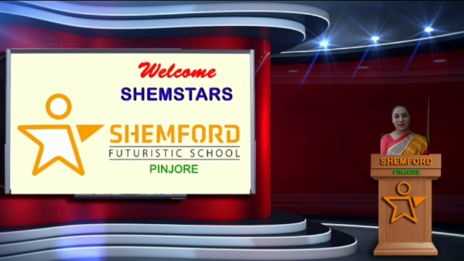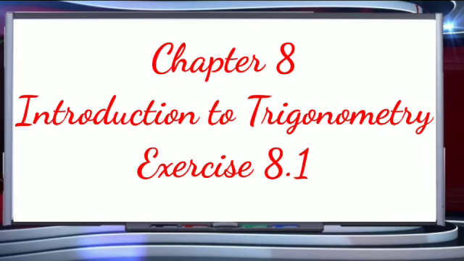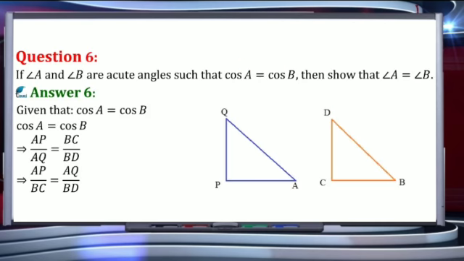Students, yesterday we have done till question number 5 of our exercise 8.1. So today we are going to proceed further from question number 6 of our exercise 8.1. Now question number 6 is, if angle A and angle B are the acute angles such that cos of angle A is equal to cos of angle B, then show that angle A is equal to angle B.